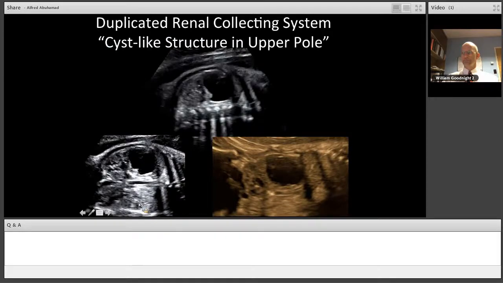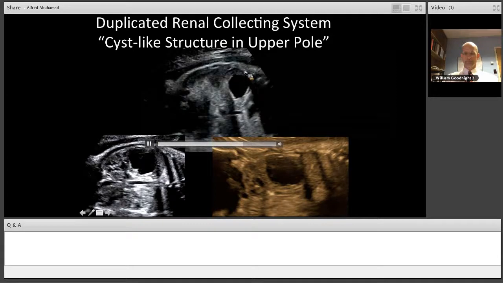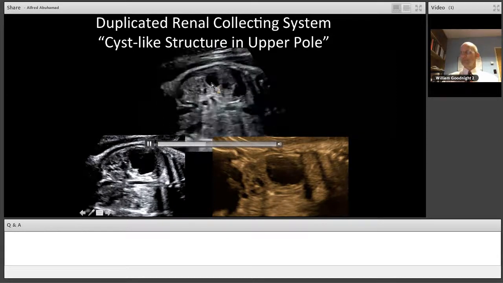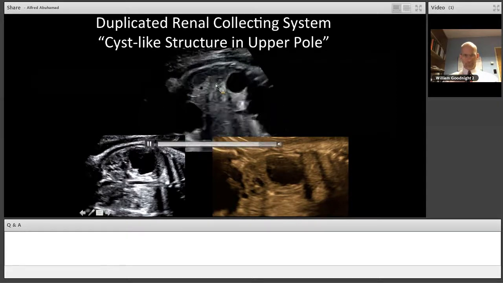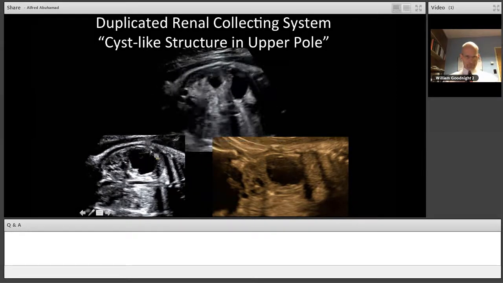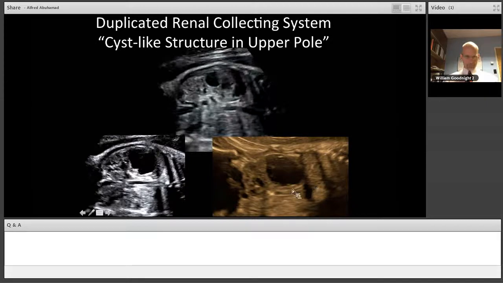So let me show you some examples. So here you see, when I look at this ultrasound and I see this cyst-like dilation right here, I'm very suspicious of the presence of a duplex kidney. And look right here in the schematic drawing, you see right here, and this looks to me immediately like a duplex kidney.